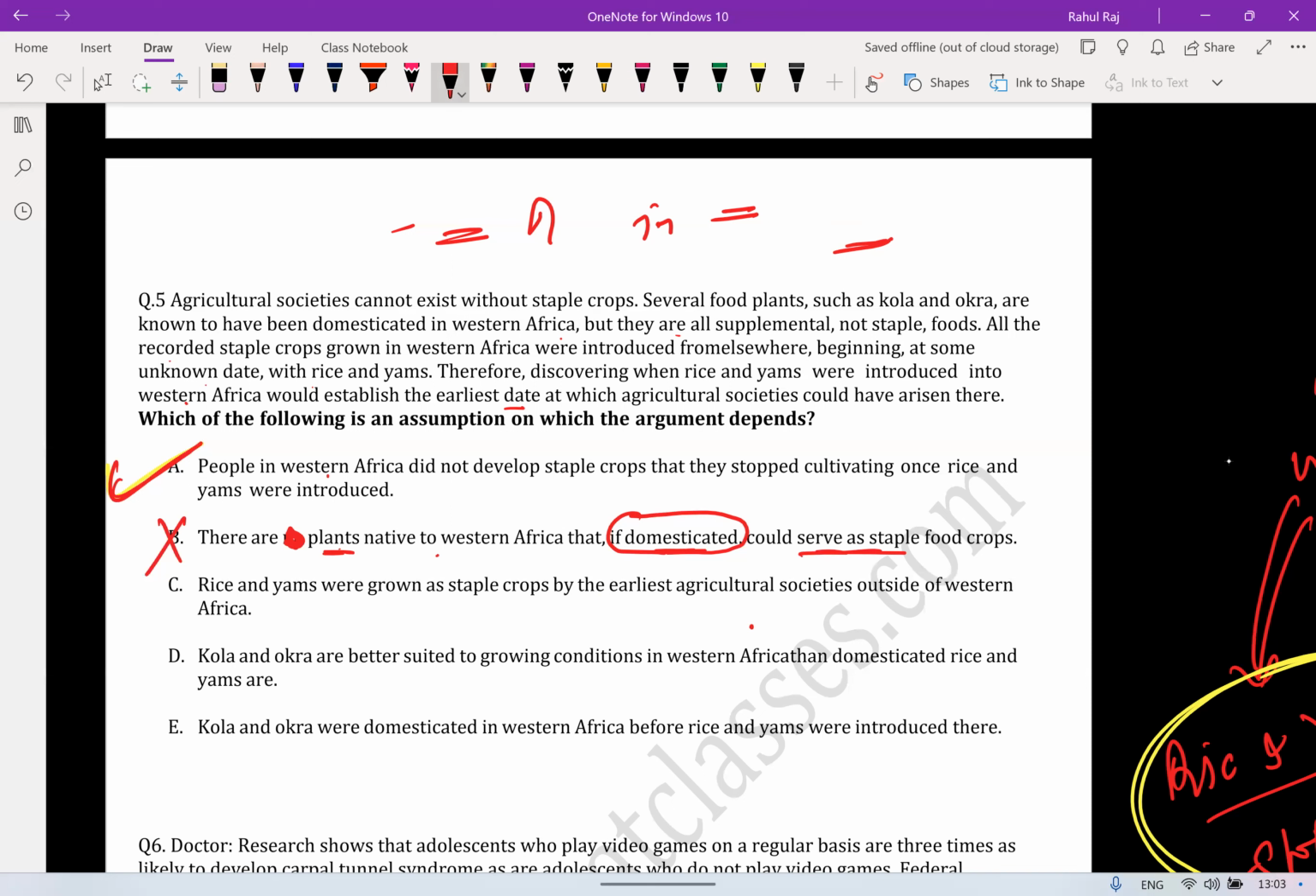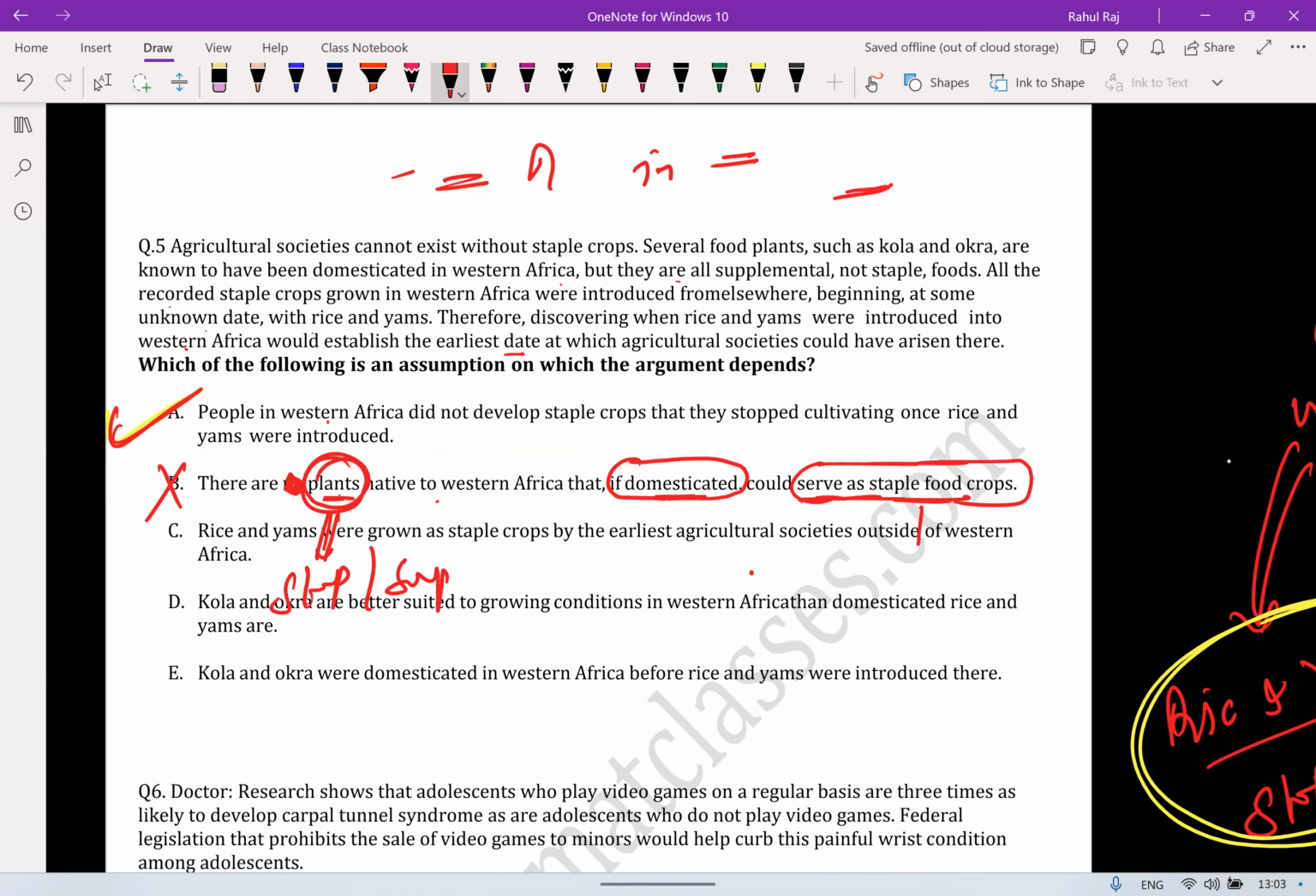There are plants native to Western Africa, if domesticated. What plants are native? Are these plants a staple food or a supplemental food? Nothing says they could serve as a staple food crop. The point is you don't know what the plants are, so how could they serve as a staple food crop? We don't know exactly about it. And they say there are plants native to Western Africa that, if domesticated, would serve as a staple food crop. But are these plants coming before rice and yams, or after rice and yams were introduced? So a lot of ambiguity is there in the sentence, right?